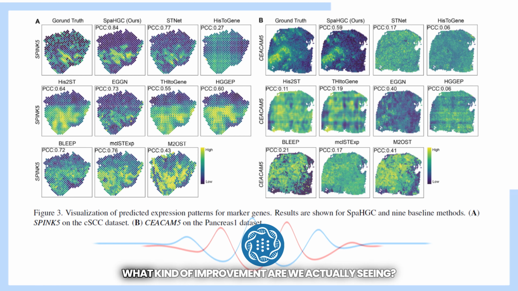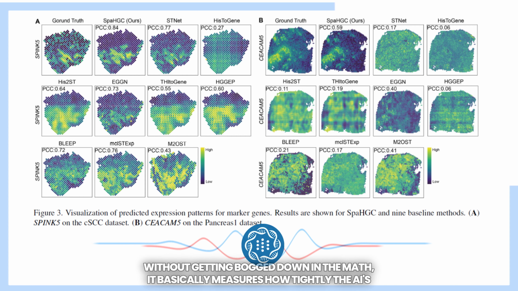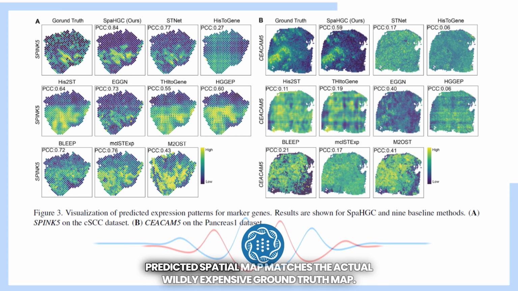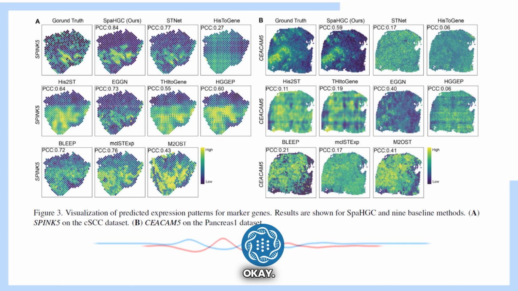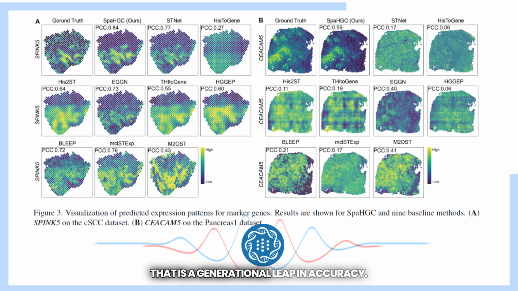Let's get into the numbers. What kind of improvement are we actually seeing? So one of the key metrics they use is the Pearson correlation coefficient, or PCC. Without getting bogged down in the math, it basically measures how tightly the AI's predicted spatial map matches the actual wildly expensive ground truth map. Okay. SpaHGC improved the PCC by a massive 7.3% to 27.1% over the absolute best existing models. That is a generational leap in accuracy.